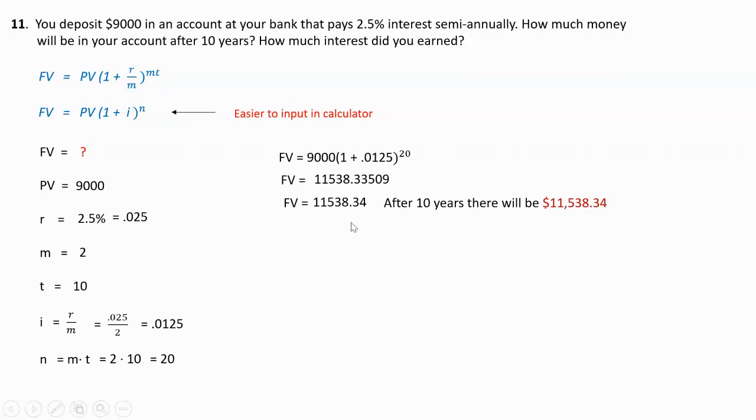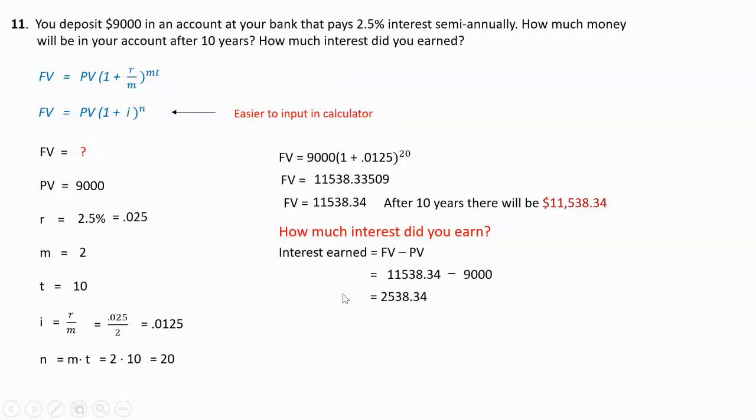So how much did you earn? The interest that you earn, we're going to subtract the money that you deposited from the value after 10 years. So it's going to be 11,538.34 minus the initial value that you invested, the 9,000. You're going to get a little bit over $2,500, which would be $2,538.34. That's how much extra money you earned.